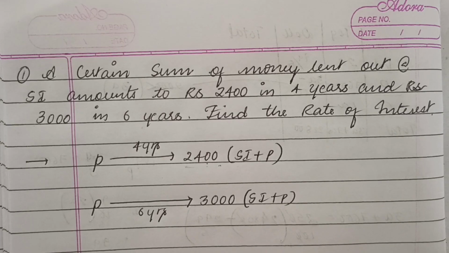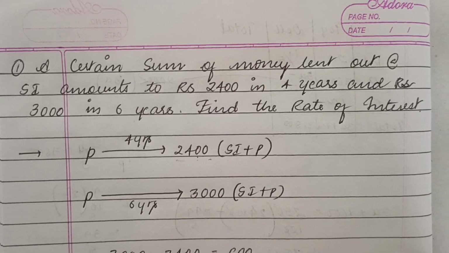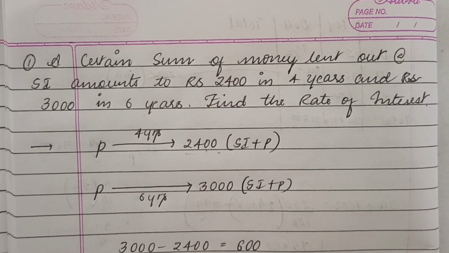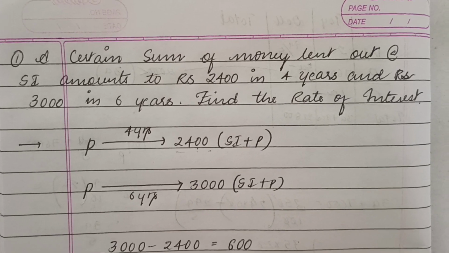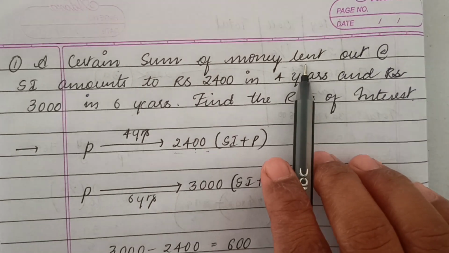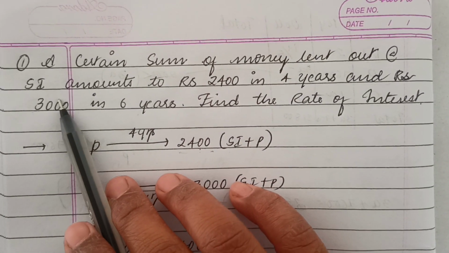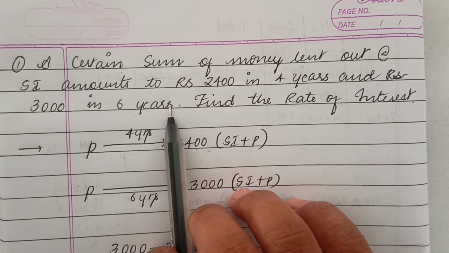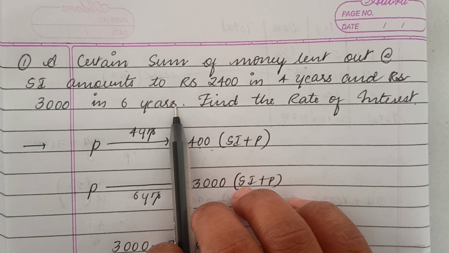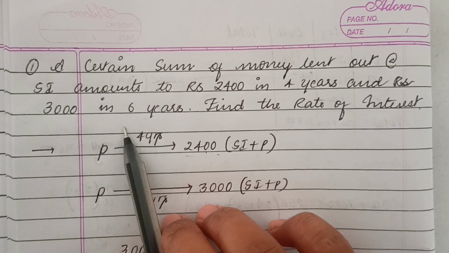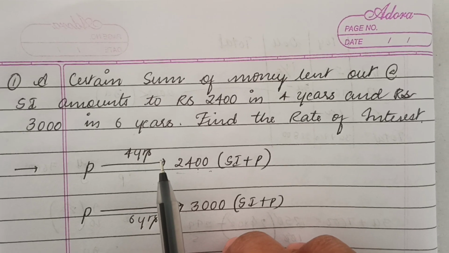In this video we are going to discuss simple interest problems. So let's get started. A certain sum of money lent out at simple interest amounts to rupees 2400 in 4 years and rupees 3000 in 6 years. Find the rate of interest.